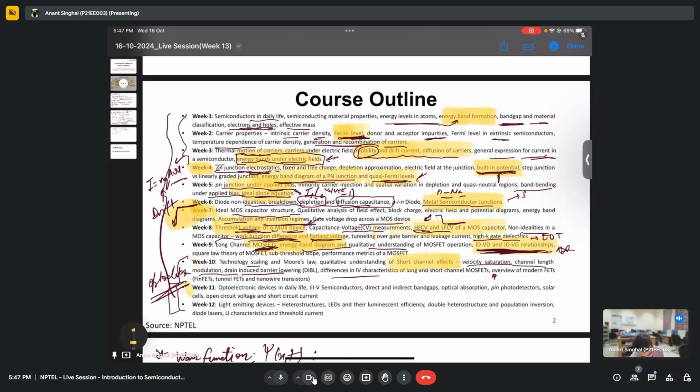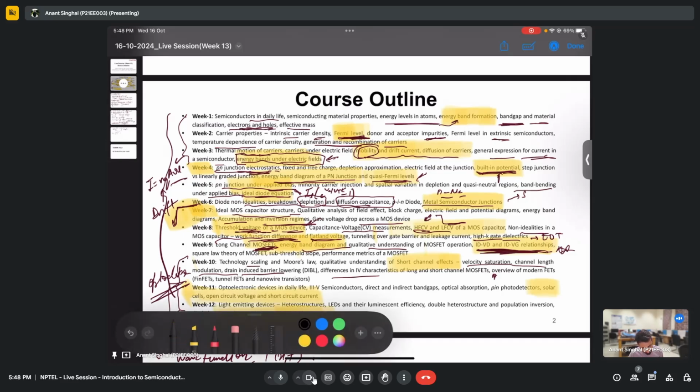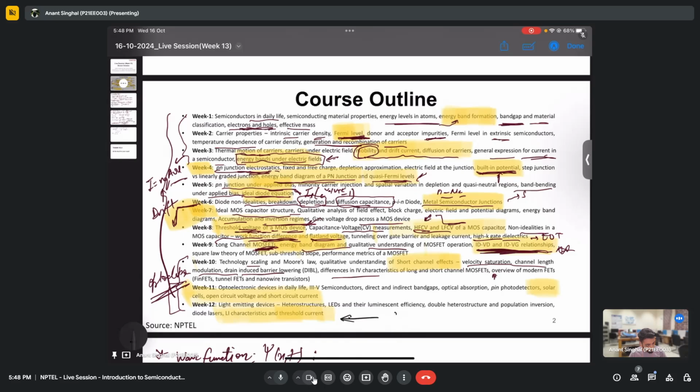And weeks 10 and 11 are not that important, but you should have an idea about the Beer-Lambert law and all the things such as solar cell open circuit voltage and LED. I guess the thing that can come is the LI characteristics and the threshold current, which had certain derivations and formulas. So you can go through the lecture to cover these and certain numericals that have been given for the LED and all.